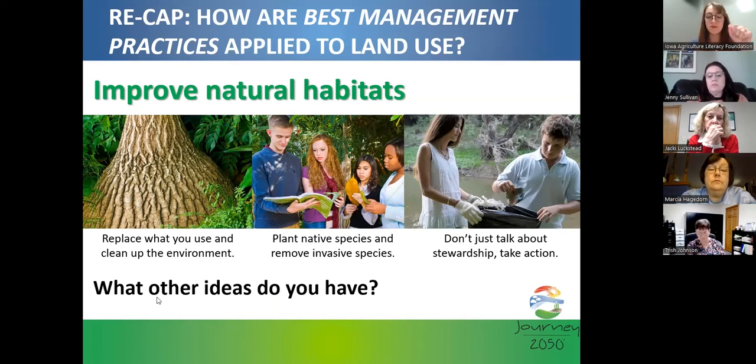So for our natural habitats, we're talking about things that you would tell your kids at the park: don't leave your garbage places, clean up after yourselves, planting native species and removing invasive species. We talk about this in agriculture too, about invasive species, but that it acts similarly in natural spaces. And then just taking action about stewardship. Does anybody else have ideas about natural area stewardship?